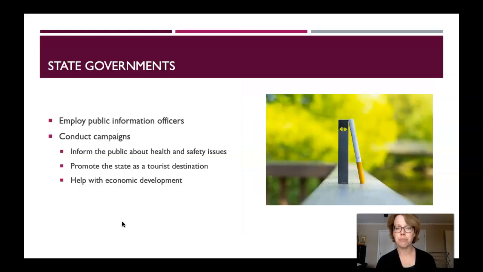State governments do the same. They all employ public information officers. They will conduct campaigns. One here in Michigan lately was about banning vaping products from certain convenience stores and things like that. So just informing the public about health and safety issues, also promoting the state as a tourist destination. The Pure Michigan campaign has been very successful in its promotion of Michigan to people that live in other places to come visit us, especially in the summer, of course. And also helping with economic development when they're trying to attract new businesses and new jobs to the state.